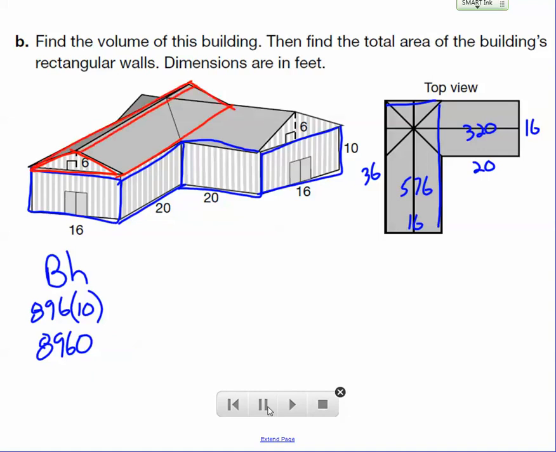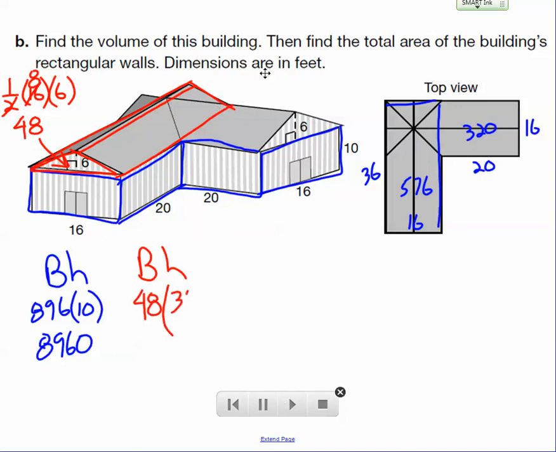Okay, so again, we're just going to do area of the base times the height. The area of the base is this triangle, so I'm going to do 1/2 of 16 times 6, which is 48 for the area of the base. And then its height is 36 here. It's this distance from triangle to triangle. So 48 times 36 is 1728.